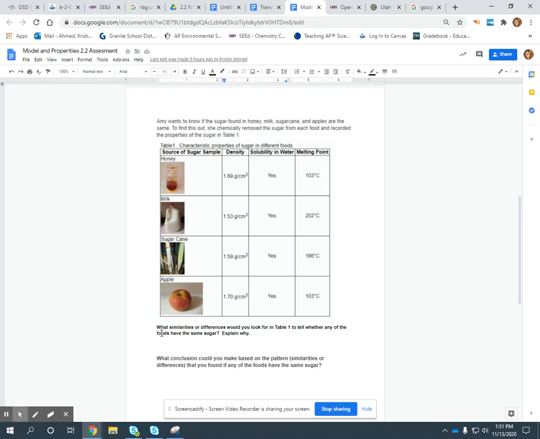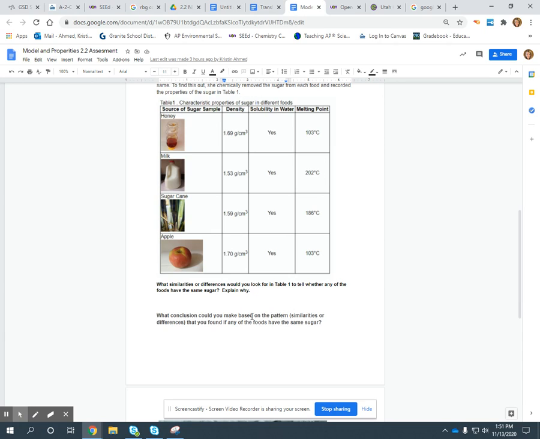And the question asks, what similarity or differences would you look for in Table 1 to tell you whether any of these foods have the same sugar? Explain why. So you need to answer the question, do any of these foods have the same sugar? And if so, what properties would lead you to believe that they are the same? The second question says, what conclusion could you make based on the pattern that you found in any of the foods? So in other words, do any of the foods have the same sugar? Why or why not?